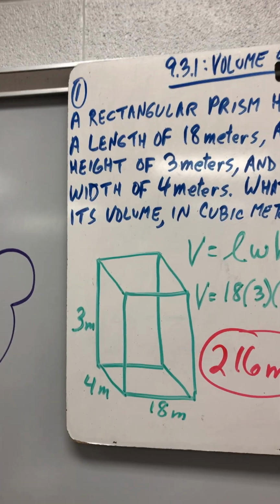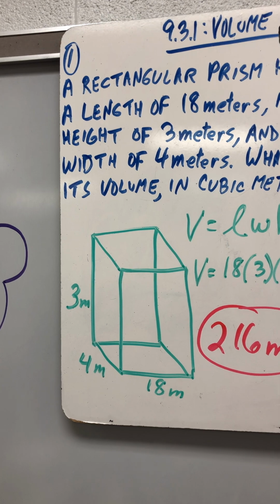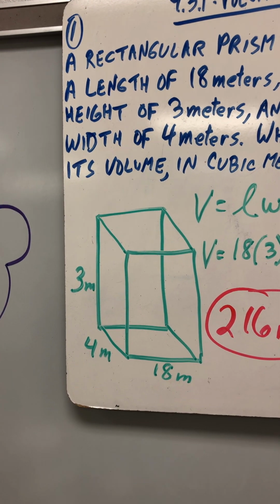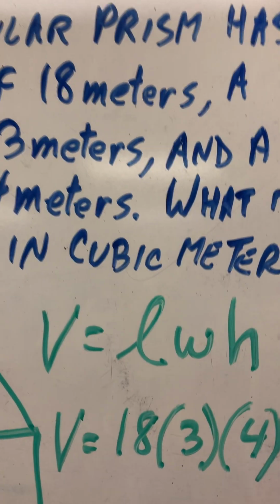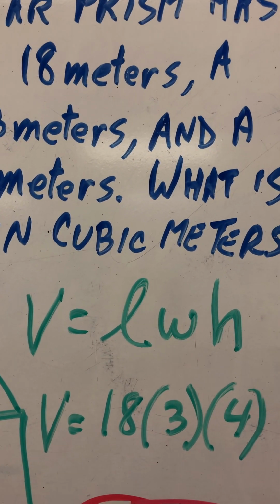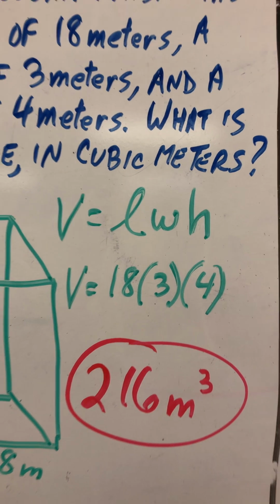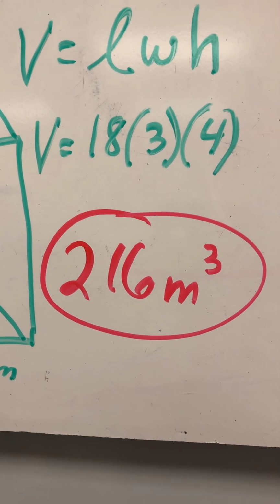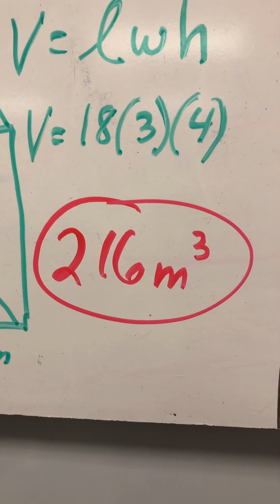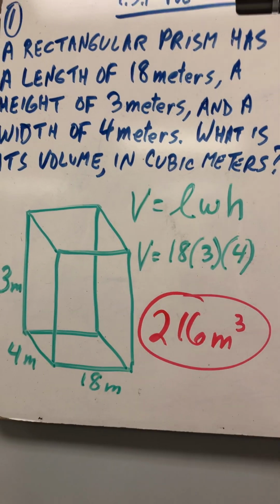So if you want, you draw yourself a picture, 18 by 4 by 3. But volume is length times width times height. So you just do 18 times 3 times 4, and you're going to get 216 meters cubed, or cubic meters. That's what your notation will look like. Okay?